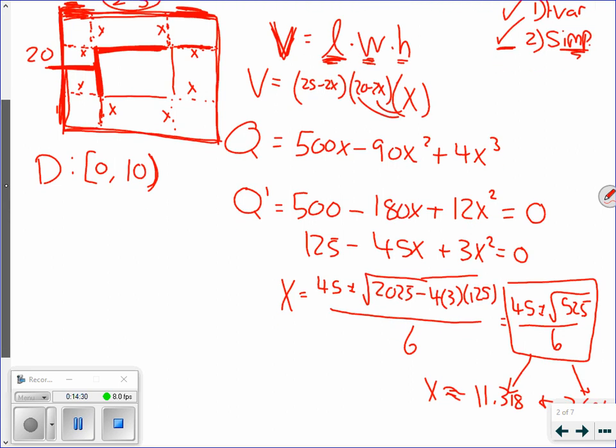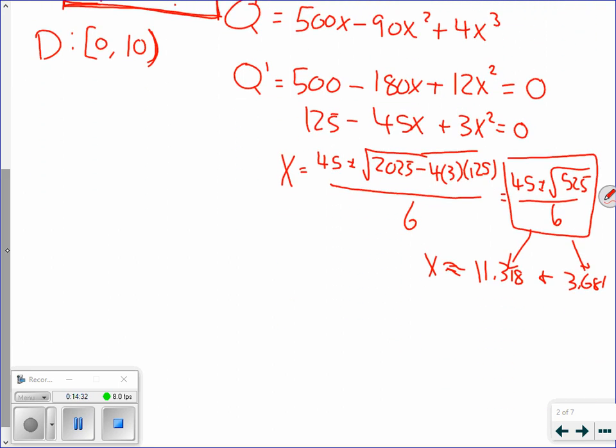So keeping my domain in mind, x equals 11.318, we can reject that. And if you ever get an x value that's not in your domain, I want you to write that we reject it. Okay? So the only critical point within my domain is 3.681.